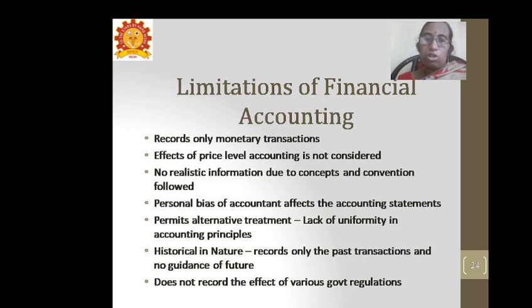And then the personal bias of the accountant. So the internal auditors or the external auditors can also be affected by personal bias, leading to misappropriations in the accounting. It permits alternative treatment, lack of uniformity. So the general proper principles will not be followed. And then it is historical in nature.